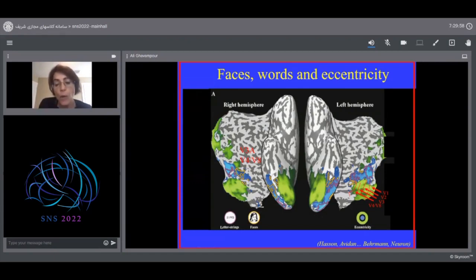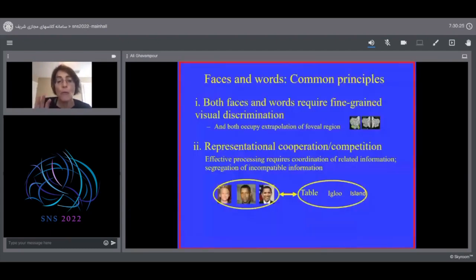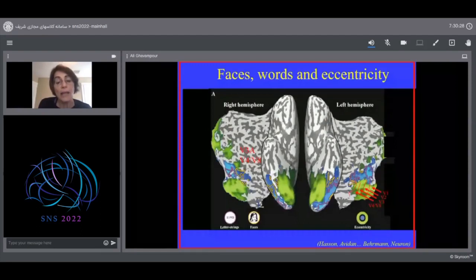So notice that face and word activation overlay the blue regions, which are central vision. And if retinotopic regions extended into extrastriate cortex, this is exactly where one would expect to find both face and word activation, because you need foveal and very fine-grained discrimination to differentiate between the exemplars. So both faces and words require fine-grained discrimination, and occupy the extrapolation of the foveal region into extrastriate cortex. Next please.